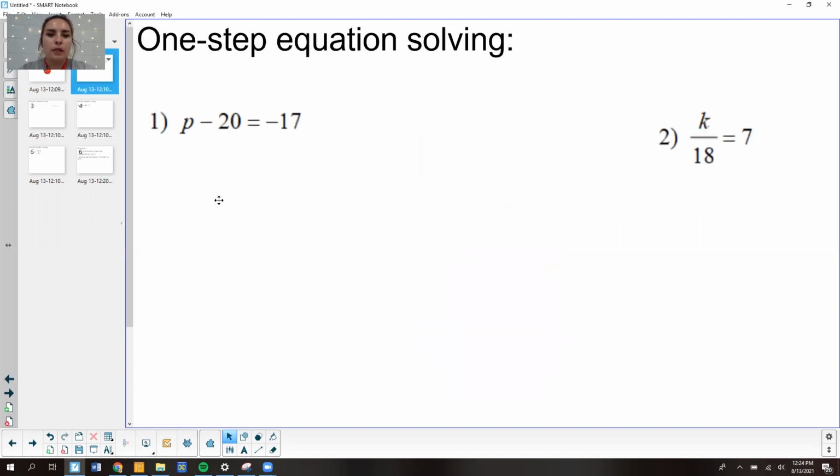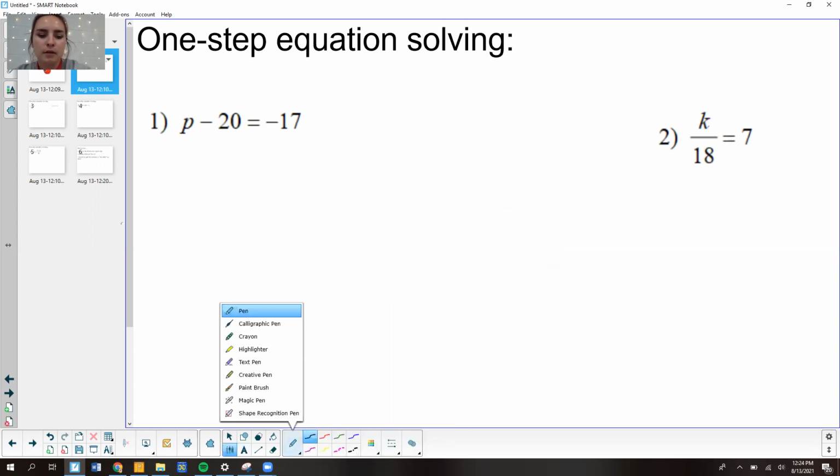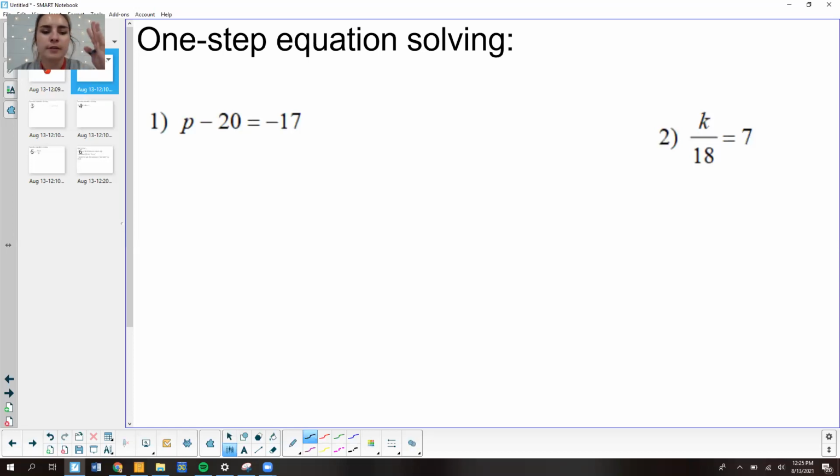All right. So let's look at 1-step equation solving first. So go ahead and look at your worksheet that you have in front of you. So we've got number 1, p minus 20 equals negative 17. So as I'm looking at this, there's a couple things that I want to say. First of all, when I am solving an equation, whether it's a 1-step, 5-step, a million-step equation, I know that's not reasonable, I like to draw a line down the middle of my equal sign, and that's going to help us keep our equation balanced, okay?